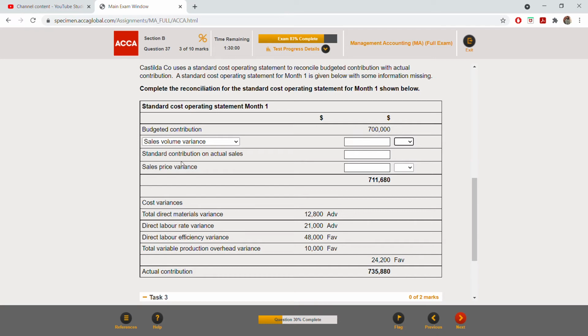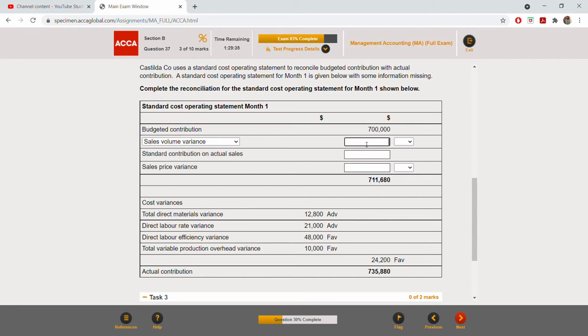How do you know that this is sales volume variance? Because you have to find out the missing. The difference between budgeted contribution and the standard contribution on actual sale is the sales volume variance. Okay, so we got that. Now next, what is next? Next is gap 2, this one.